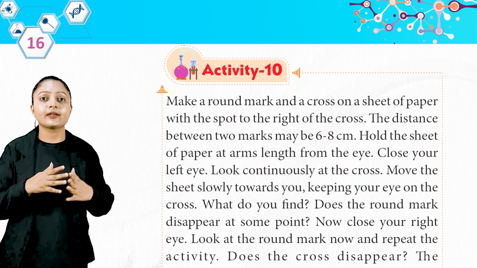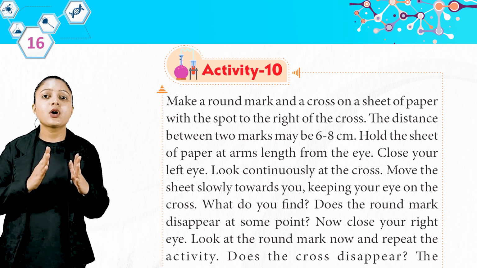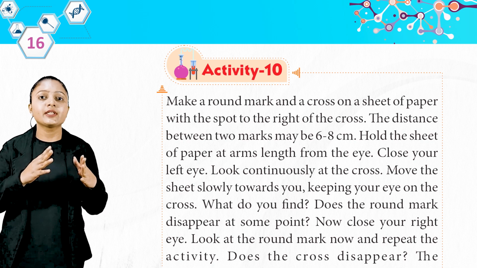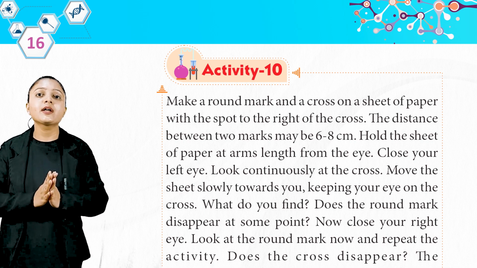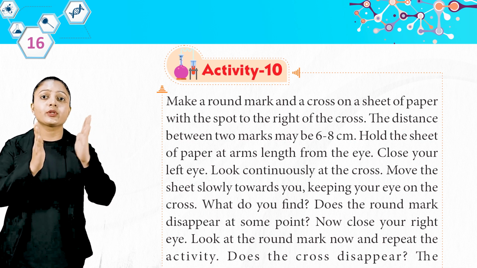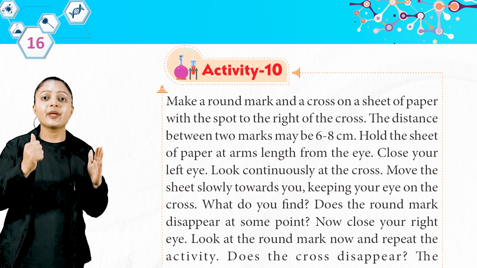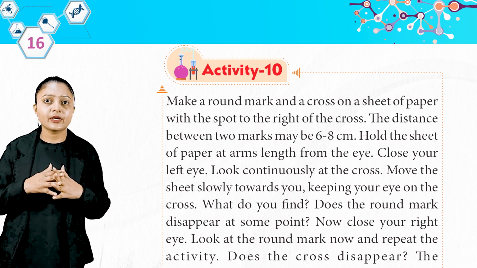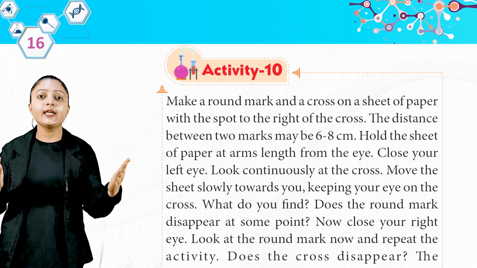Activity 10. Make a round mark and cross on a sheet of paper, with the spot to the right of the cross. The distance between two marks may be 6 to 8 cm. Hold the sheet of the paper at arm's length from the eye.